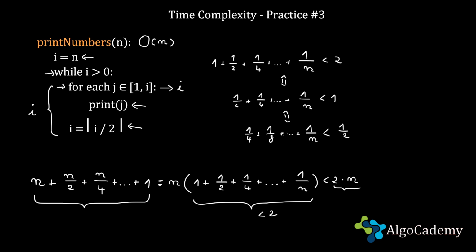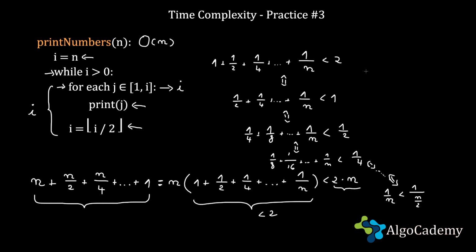Now, in order for this to happen, guess what should happen? Let's subtract 1 divided by 4. 1 divided by 8 plus 1 divided by 16 plus up to 1 divided by n has to be less than 1 divided by 2 minus 1 divided by 4. This is 1 divided by 4, right? And so on and so forth until eventually we obtain that 1 divided by n should be less than 1 divided by, I think it's n divided by 2, something like that.